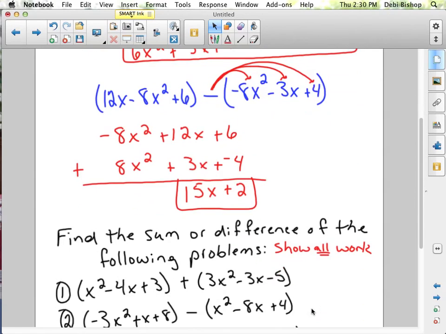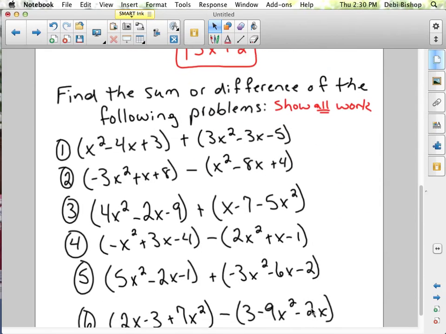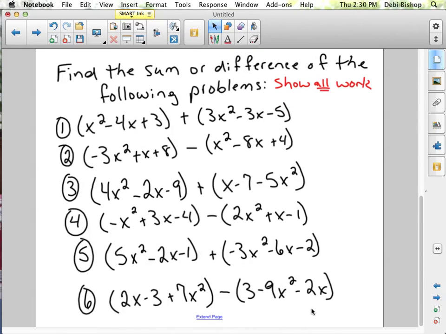So what I want you guys to do, just to make sure we understand it, so I can check for understanding, I want you guys to do the next 6 problems. So I want you to find either the sum or the difference of these following problems and bring them to class, and we can check them.